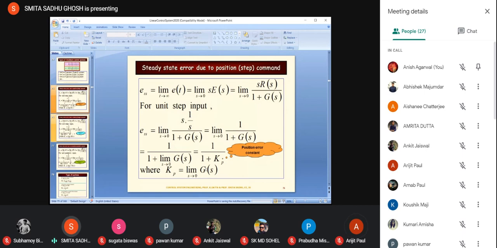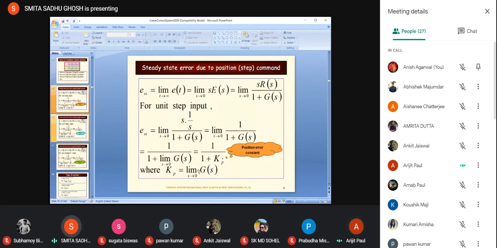Type 1 system means, say for example, first order type 1 system example is 1 by s, right? 1 by s means Kp will be equal to limit of s tends to 0, 1 by s, infinite, and ess will be 1 by infinity, which is equal to 0. Similarly, if it is a second order but type 1 system, so 1 by s into s plus 1.